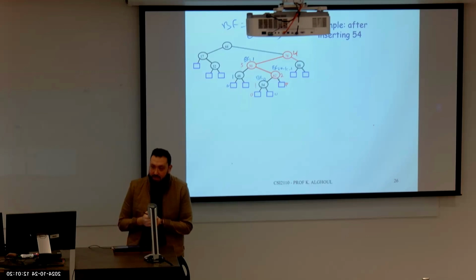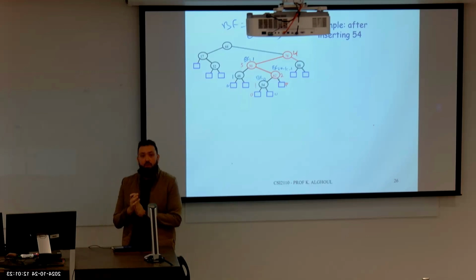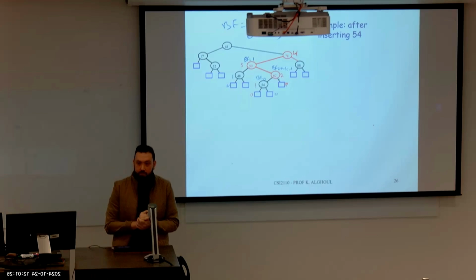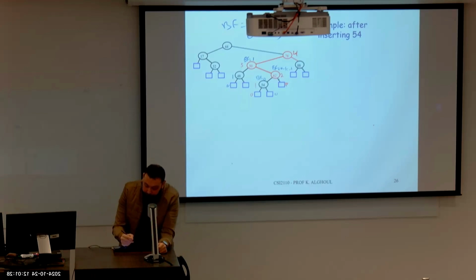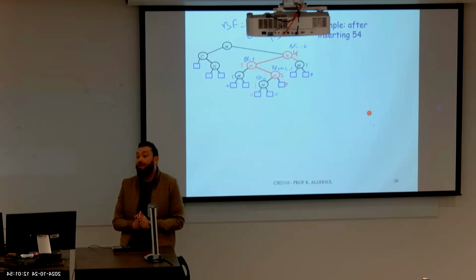Who wants to do the balancing factor for 78? Which one has a height of 2? 3. Why? Because 0, 1, 2. Always the higher. So 2. That means 1 minus 2. Minus 2. Now minus 2 is not allowed here. That means this is my first unbalanced node.